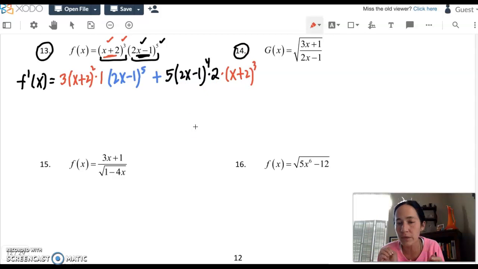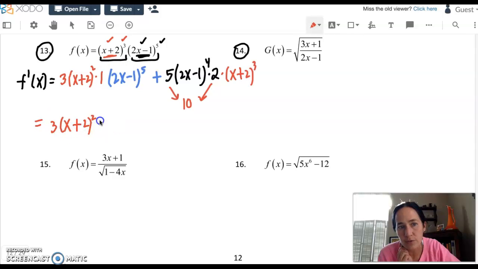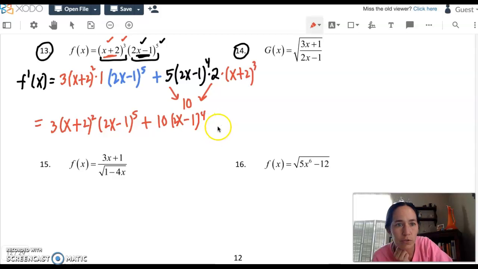There's only one little measly thing I would change about this. Again, I would just make these a 10 instead of saying separately a 5 times a 2. And we really don't need this one. So the way to leave it would be a 3 times an x plus 2 squared times a 2x minus 1 to the 5th, and then plus 10 times all this stuff: 2x minus 1 to the 4th, and then x plus 2 cubed. Okay, one for the road.